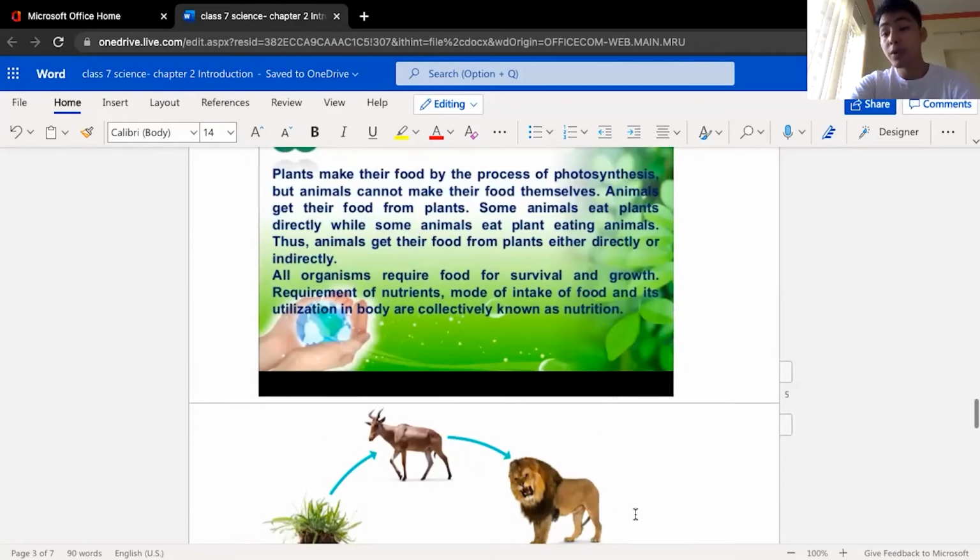Some animals eat plants directly, while some animals eat plant-eating animals.